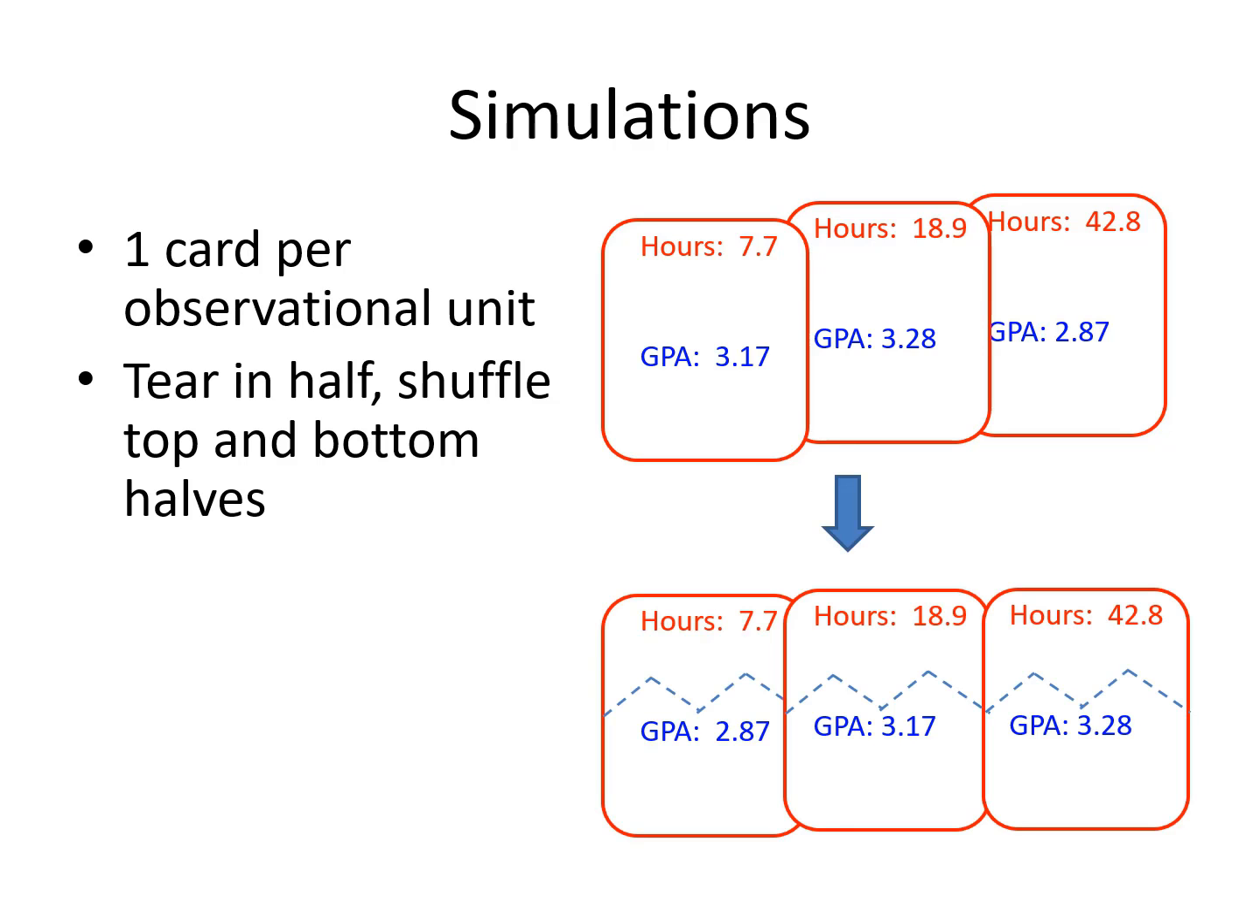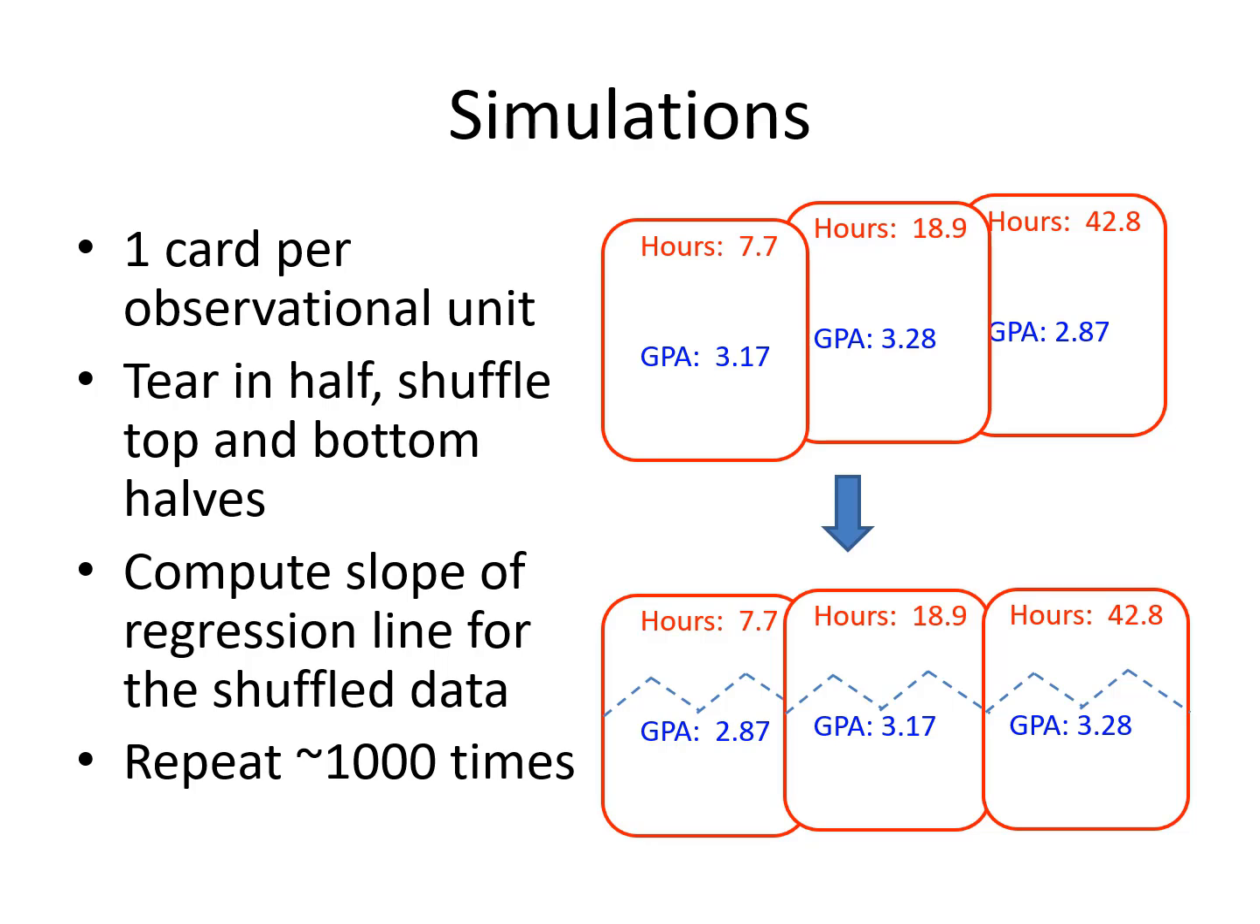Then we'll imagine tearing each card in half so that the GPAs are no longer connected to the hours. And we'll shuffle the top and bottom halves and reassort them. So we now have a bunch of simulated people, each with a number of hours and with a GPA, but we've broken any relationship that there might have been between their number of hours and their GPA that we had on the original cards, because we literally broke the cards apart and reshuffled them.